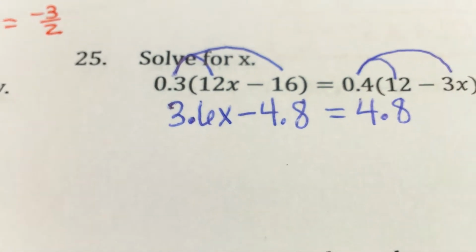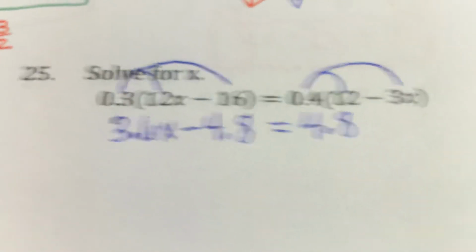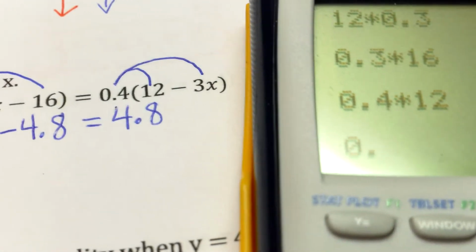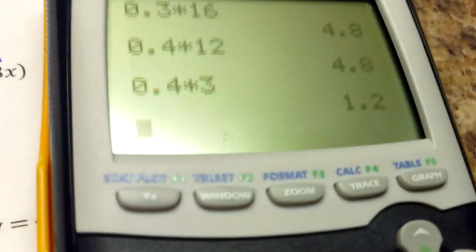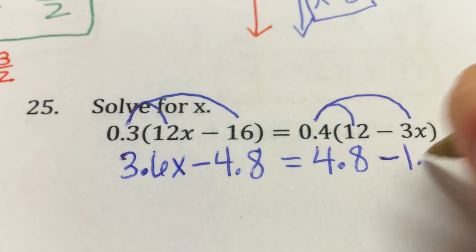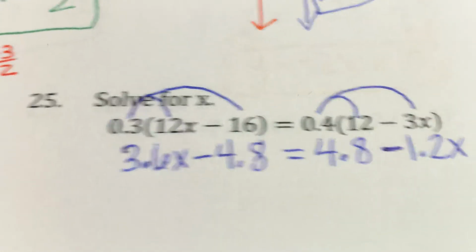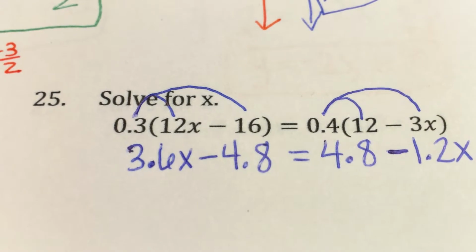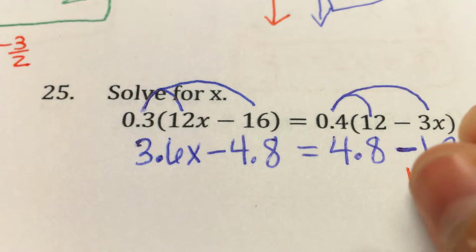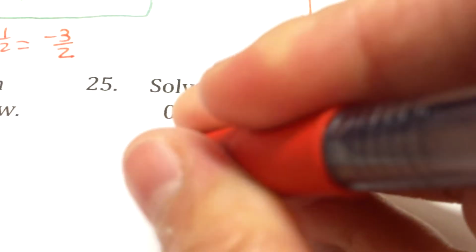0.4 times negative 3. It should be 1.2, but we can go ahead and do it. 0.4 times 3, 1.2, minus 1.2x. Alright, so we have some decimals there. We want the x on one side and we want the numbers on the other. So let's go ahead and move this x to the other side. So we get the opposite sign. What we do to one side, we have to do to the other.